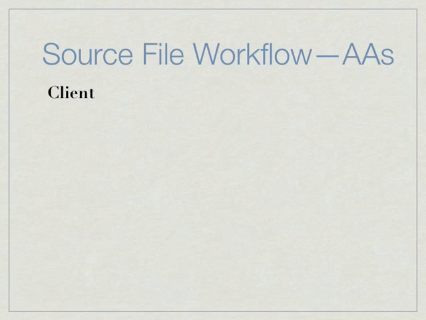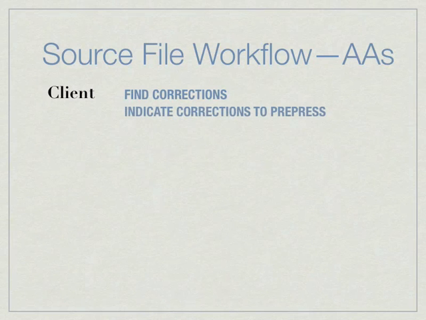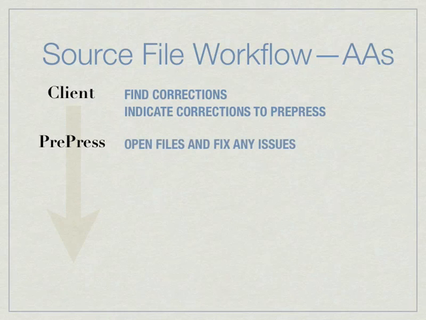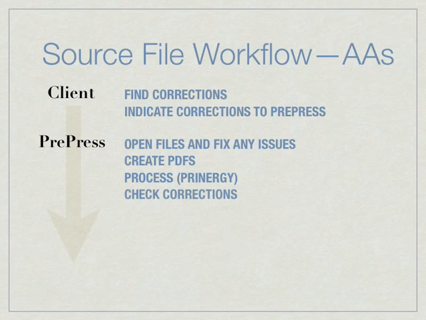Okay, so let's take a look at a source file workflow and see how AAs work in that situation. First of all, the client's going to go in and find the corrections or typos or changes that need to be made. Then they're going to indicate those corrections to prepress. In prepress, we're going to open up the files and fix those issues. Then we're going to create new PDFs and process those through our printing workflow.